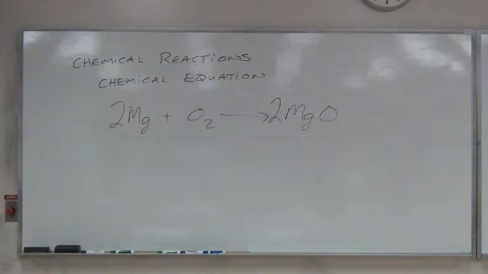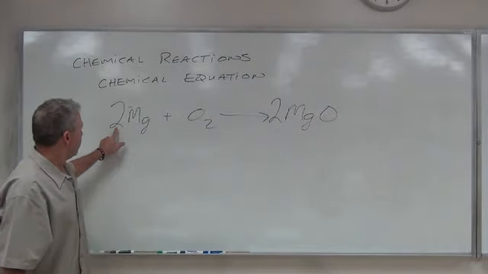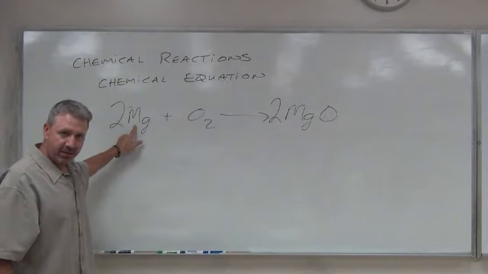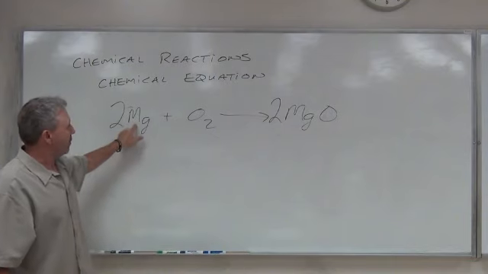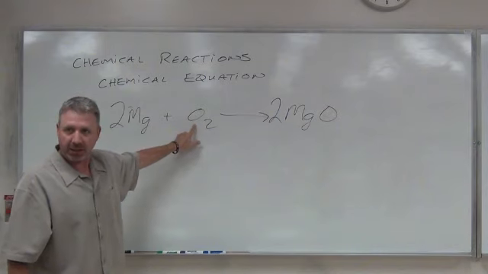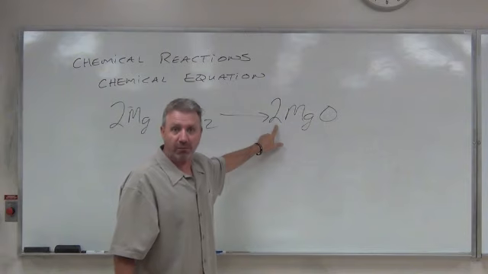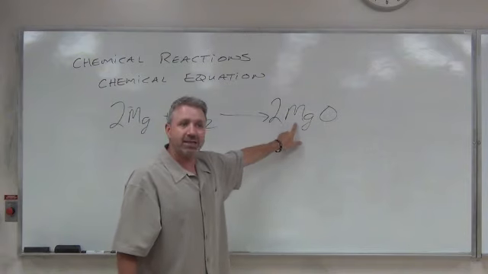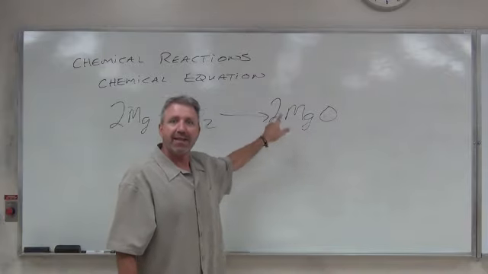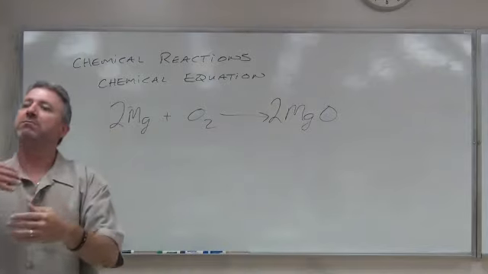If I were to look at this reaction and interpret it in words, I would say two atoms of magnesium react with one molecule of O2, it's a diatomic molecule, right, to produce two formula weights or formula masses of magnesium oxide, formula units, right? That's what this says on the atomic/molecular level.